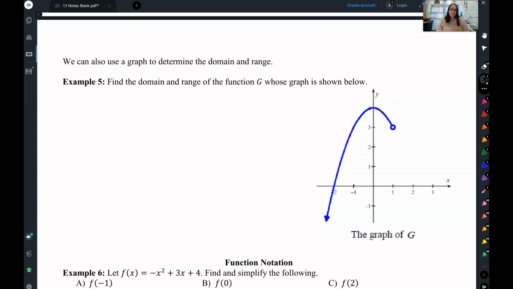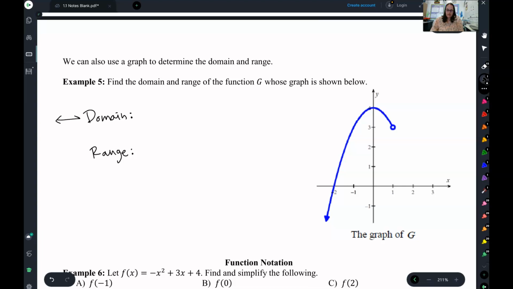Okay, let's continue to talk about domain and range and some basics of functions. Here it's asking us to find domain and range again, but this time we're finding it with a graph. So, quick reminder, domain is your x values, aka side to side. Range is your y values, aka up and down.